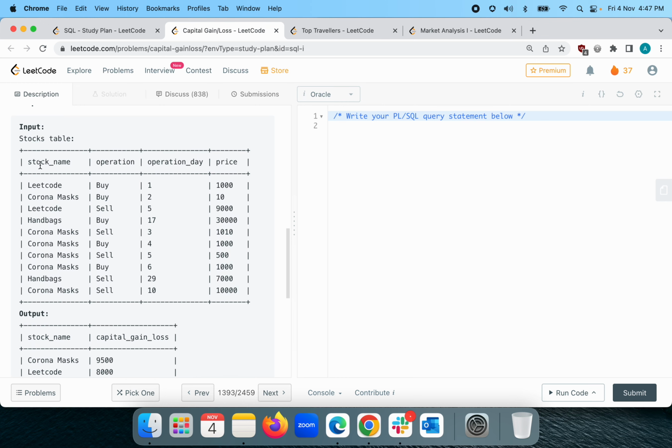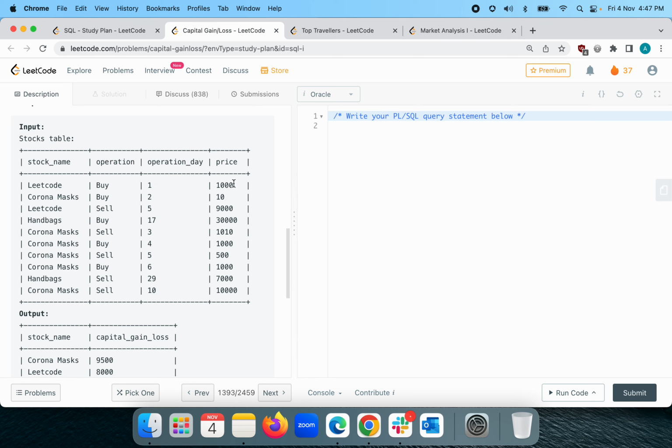So in our first example, the stock name is given to us. The operation column is again mentioned, and the operation day and price are mentioned to us. Let's see row by row. Let's see for LeetCode. LeetCode was buy, the operation day was 1, and the price that we paid was 1000.